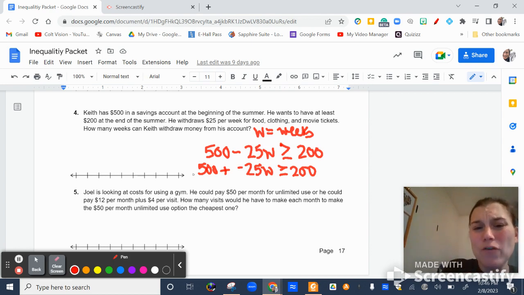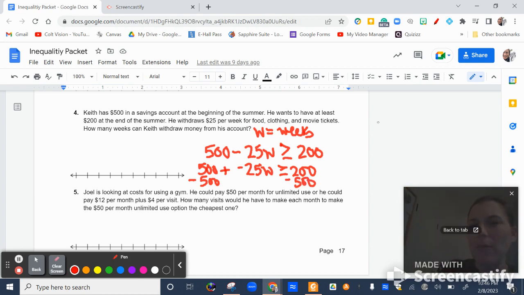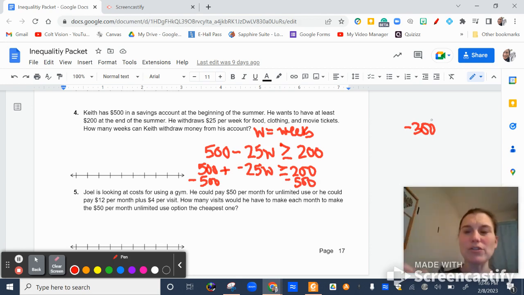We're going to subtract 500 from both sides, and then you're going to get negative 300. And you might be thinking, okay, wait, why is there negative $300? Well, think about it. If he had $500 and wants to end with 200, that means he spent 300. So if he spent 300, that's negative 300.